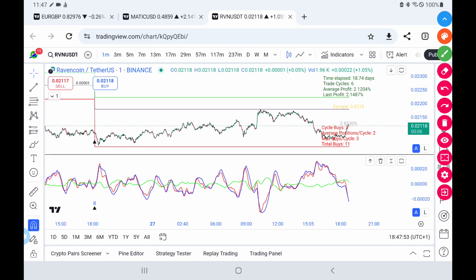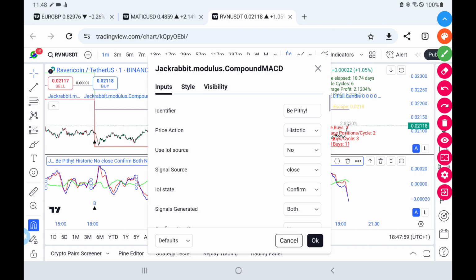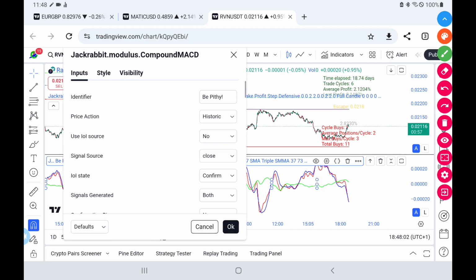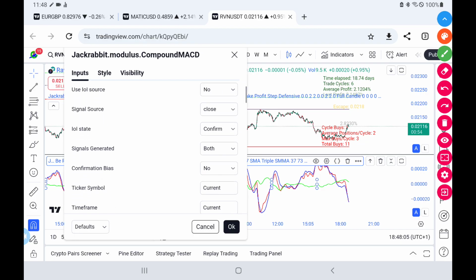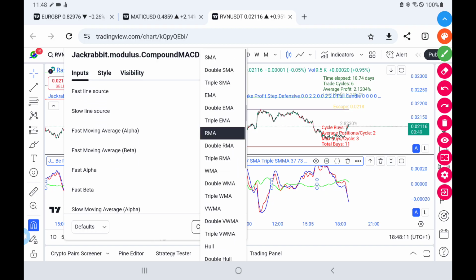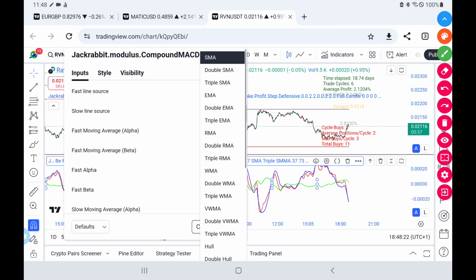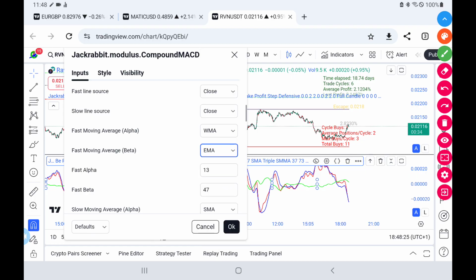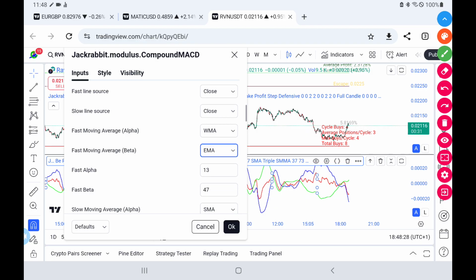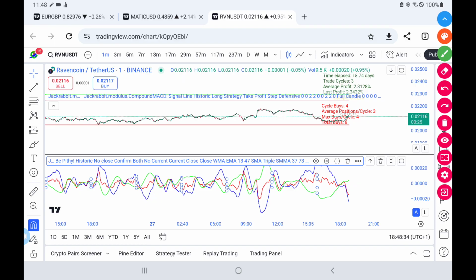So play with the compound MACD. Test it. See just how well it works under different situations. See how the combination of moving averages actually affects the ability of the asset. For example, let's go to a weighted moving average, and let's go to an EMA. Let's go upside down and see how that changes the profitability of this asset.